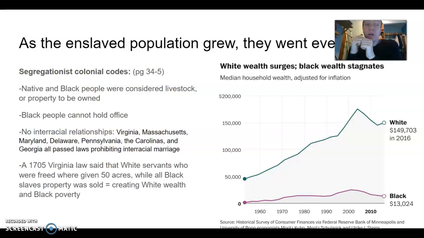The way that looked is that when white servants were given their freedom, they would get 50 acres of land, some crops, some other stuff, while Black people who were enslaved, any property they had was sold. They never got to hold on to it. And so I included over here a graph from 2010, so a little bit old, but it shows how that legacy really continues. When you take away the property generation to generation, even back in the 1700s, that has a long-term effect. So we see some lasting effects like the wealth gap today because of that.